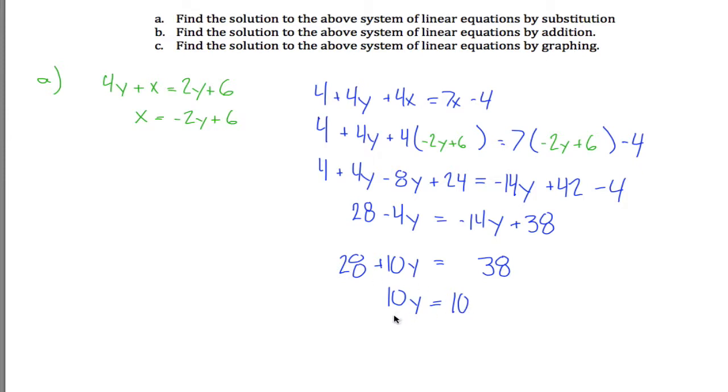I don't want 10y all by itself. I want y all by itself. So divide both sides by 10. You get y equals 1.